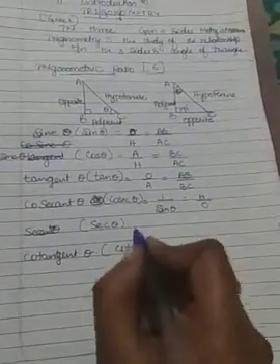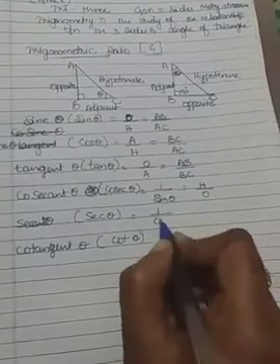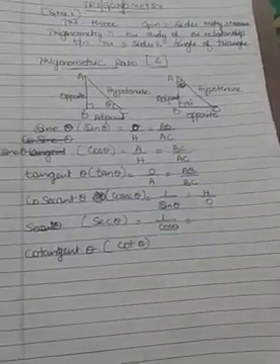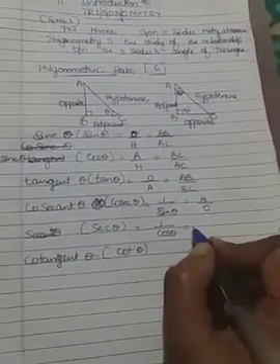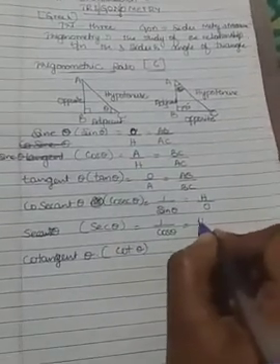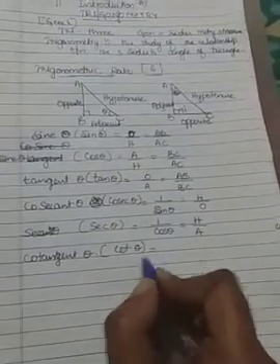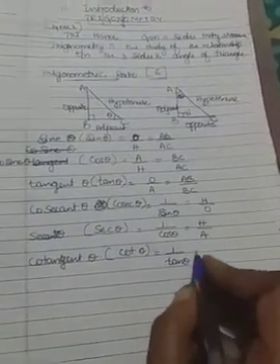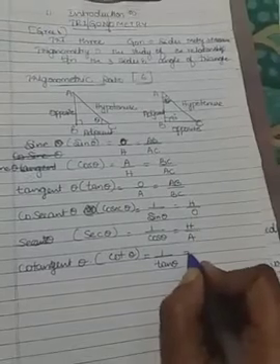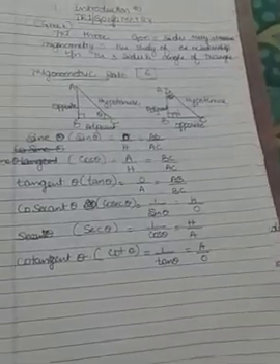And secant theta is the reciprocal of cos theta. So that is 1 by cos theta. Note down all these formulas, they are very important to solve the sums. So its reciprocal will be hypotenuse divided by adjacent side, the reverse order. And in the same way, cot theta is the reciprocal of tan theta. That is 1 divided by tan theta, and its formula will be its reciprocal, that is adjacent divided by opposite.